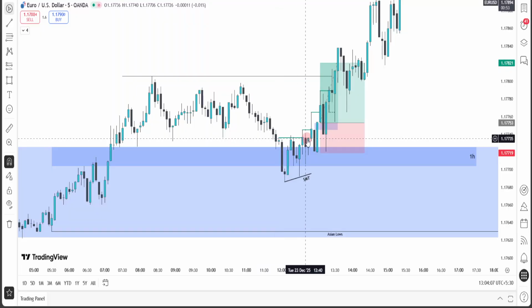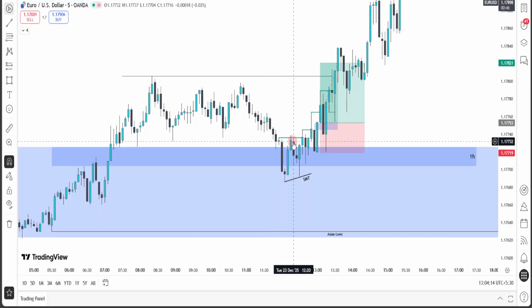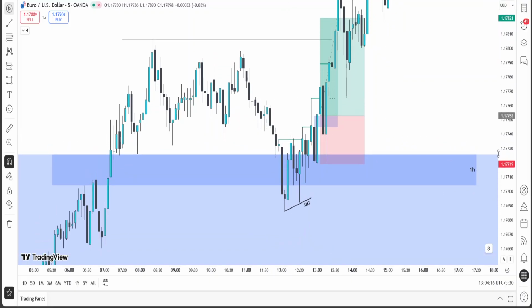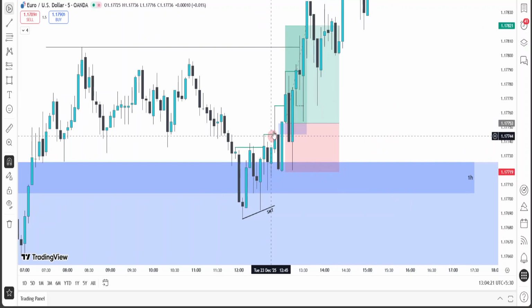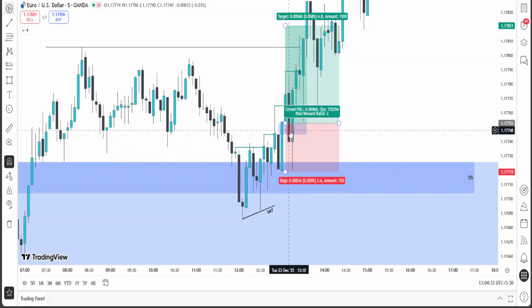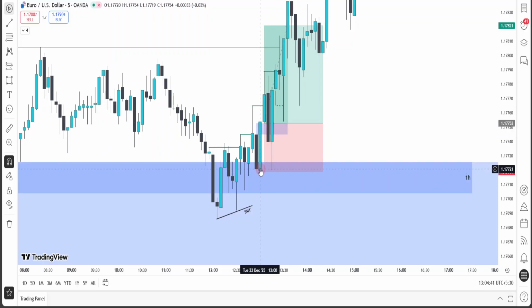Now, after this break of structure, it confirmed that okay, my bias is right, but now I need to wait for my entry. So this is the break of structure. Now my entry, I'll always use fair value gaps as my entries. So there's no fair value gap formed in this entire leg. Break of structure happened, no fair value gap. Another structure break happened, no fair value gap. Another structure break happened, then a fair value gap formed, and then we have got the break of structure. Now, as usual, entry at the top of the fair value gap, stop loss below the swing low.